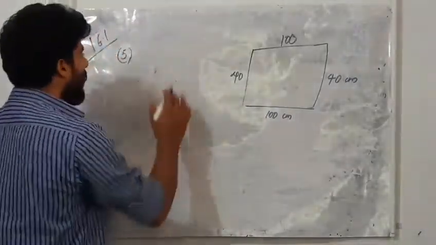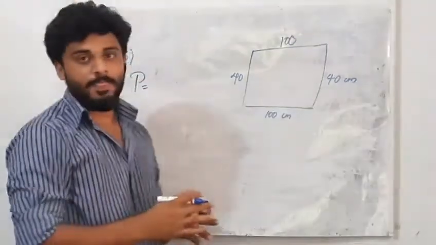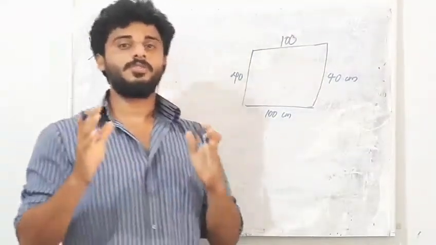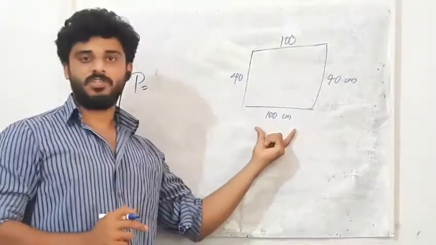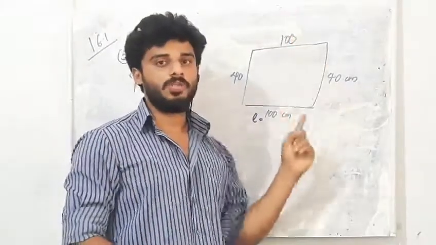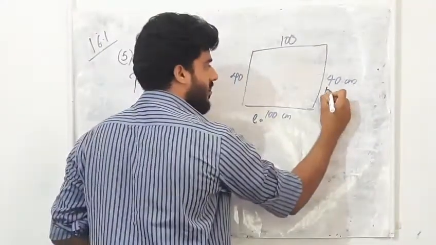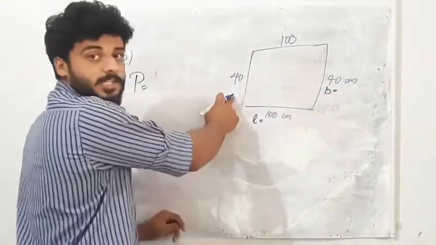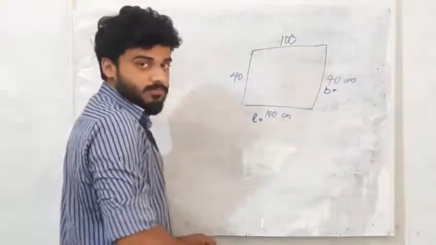So in order to solve it, we use our perimeter equation. We know for a parallelogram and a rectangle, we have the equation 2 into length plus breadth. Here the length is 100 centimeter, and we also know that the opposite sides will always be equal. So this is 100 centimeter, and here 40 is given in the question, that is the breadth, and the opposite side is equal to 40.